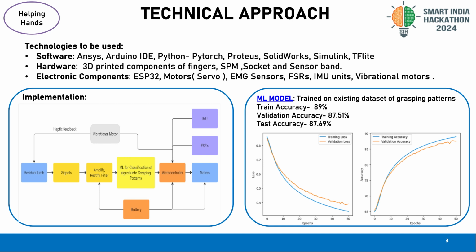Moving on, the control system of the prosthetic arm begins with the sensors reading signals from the user's residual limb, amplifying and conditioning them before inputting them into a machine learning model. The ML model classifies these signals into grasping patterns, which the microcontrollers use to compute the inverse kinematics and send appropriate signals to the servo motors. The arm is also equipped with an IMU, or an inertial measurement unit, for orientation tracking and force resistive sensors for monitoring grip force, providing feedback to the microcontroller. Haptic feedback is provided through vibrational motors placed on the user's residual limb.